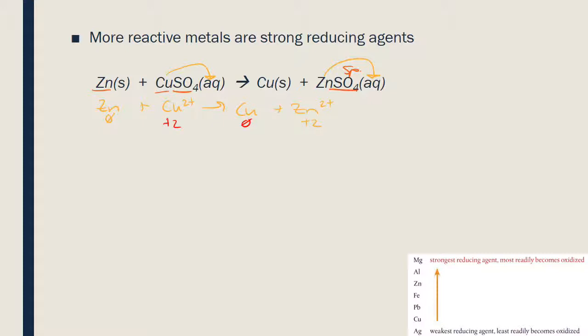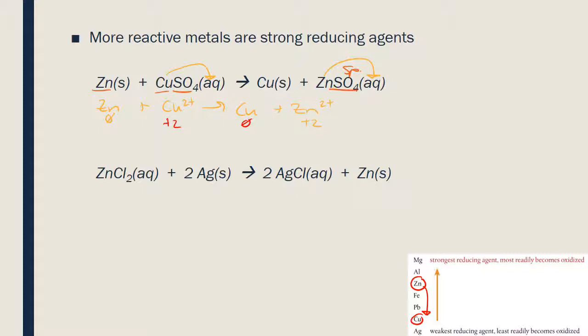So we can see that the fact that zinc became an ion, it became oxidized, it was able to force copper to be reduced based on its placement in the chart. If we look, zinc is above copper. So zinc has the capability of causing this reaction to move forward.